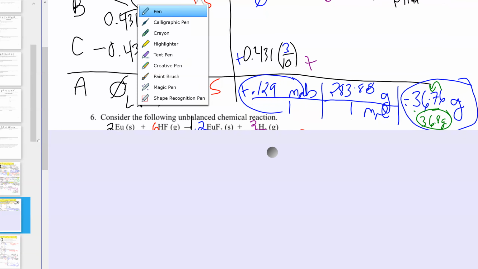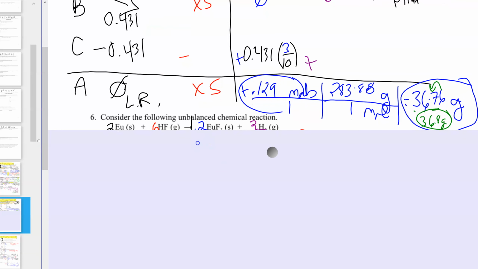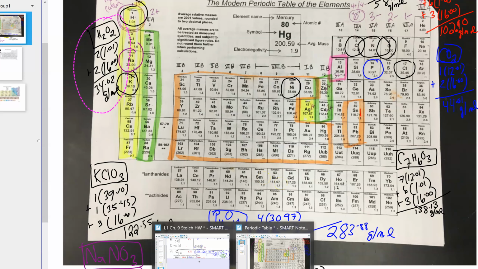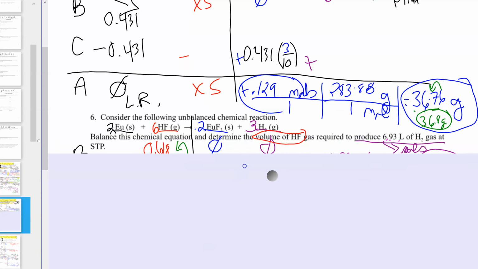Let's try number 6. Consider the following unbalanced chemical reaction. We know that we need to balance this, and I did that for us. I saw a lot of 2s and 3s, which usually implies you go into 6. So we have 2 europium solid atoms plus 6 hydrofluoric acid gas yields 2 europium fluorides plus 3 H2 gas. Europium is one of those weird ones on the periodic table, one of those lanthanides in the F block. Definitely something you wouldn't usually encounter. Okay, so we balanced it.